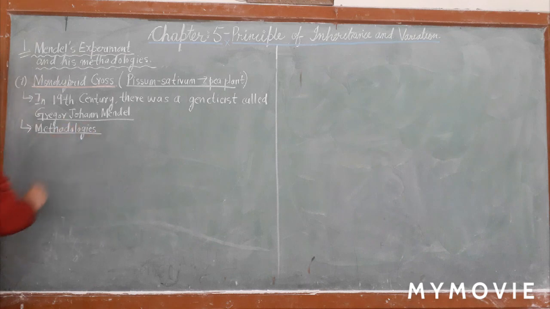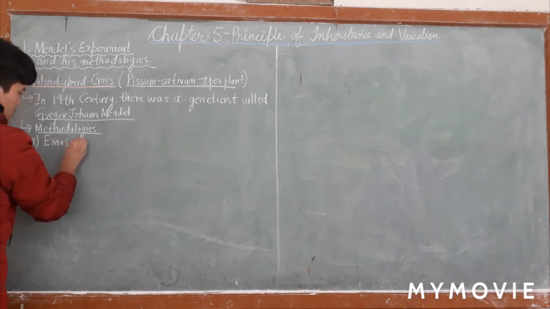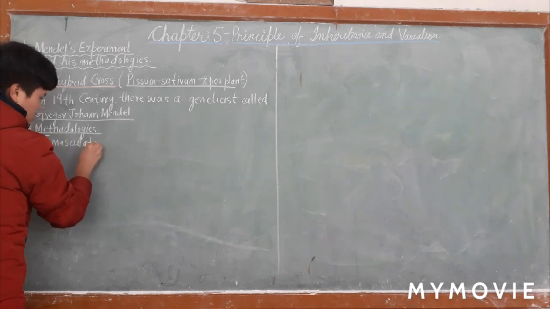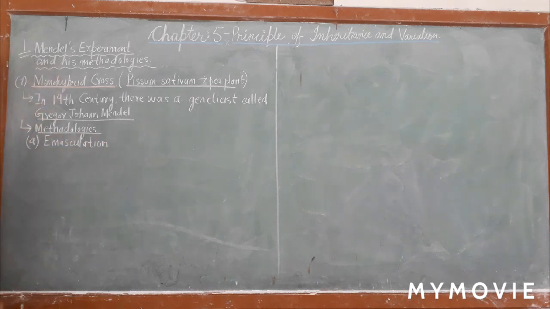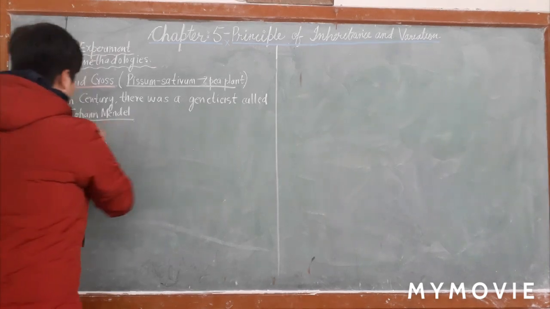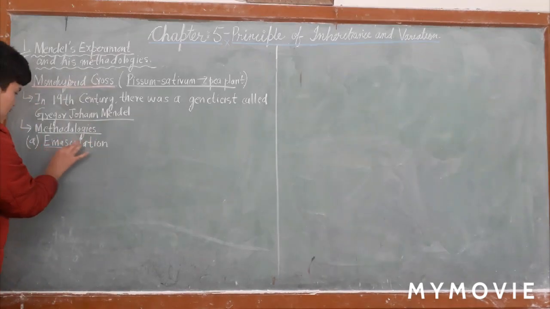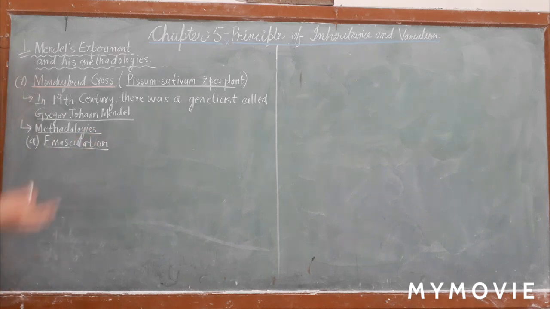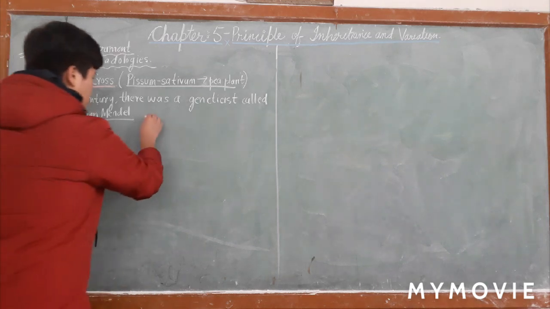Okay, so methodology. The first method, that is your A1 method or step, is emasculation. Emasculation is the process by which the anther of a bisexual flower is removed.